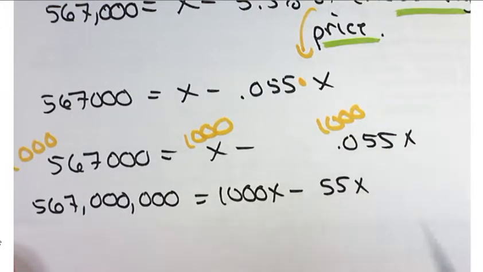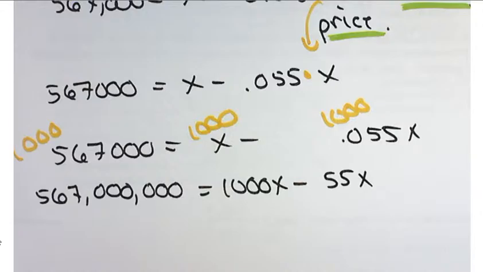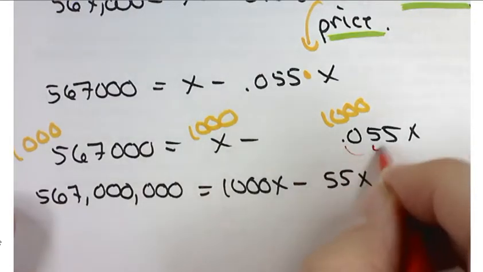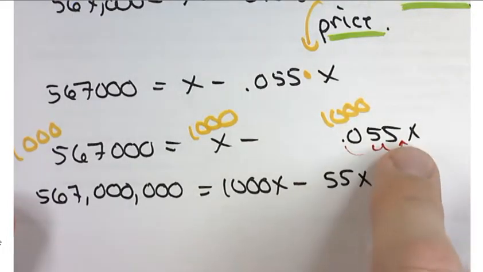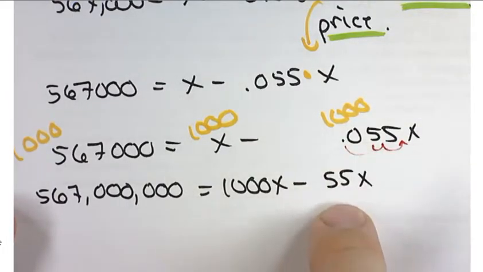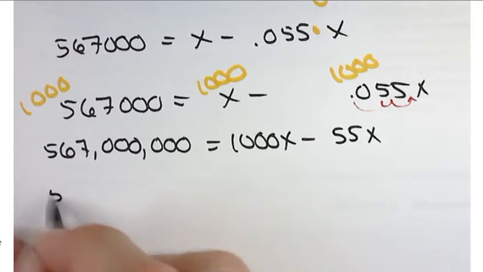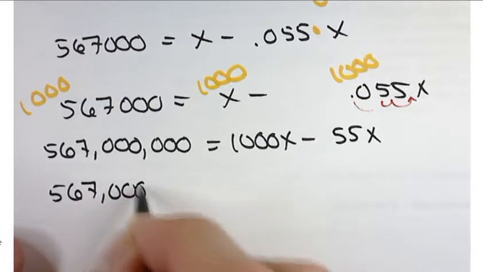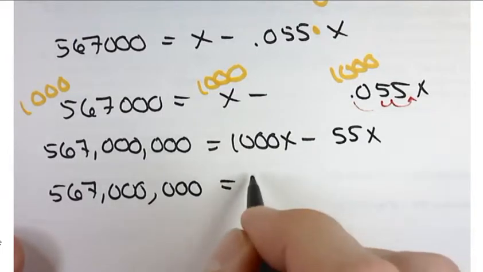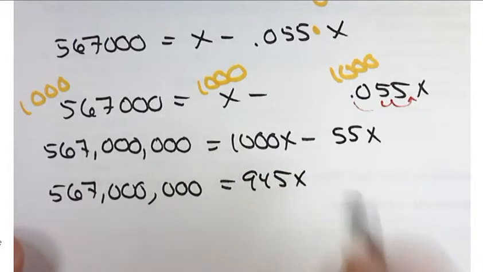All right, so 55x, 55x, because you're going to move that decimal again 3 places to the right. 1, 2, 3. So that's where it's going to be. This decimal becomes 55. These are like terms. 567,000 equals 945 times x.